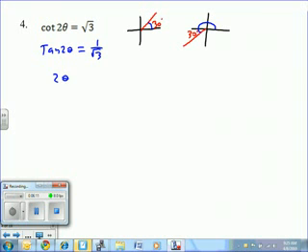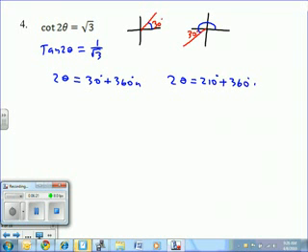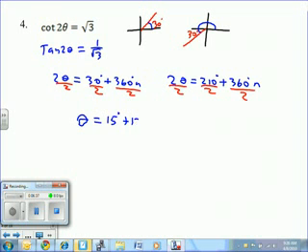And so you've got 2 theta equals 30 degrees plus 360n. And 2 theta equals 210 degrees plus 360n. And so to find theta, all you have to do is what? Divide by 2. So that gives you theta equals 15 degrees plus 180n and 105 degrees plus 180n.